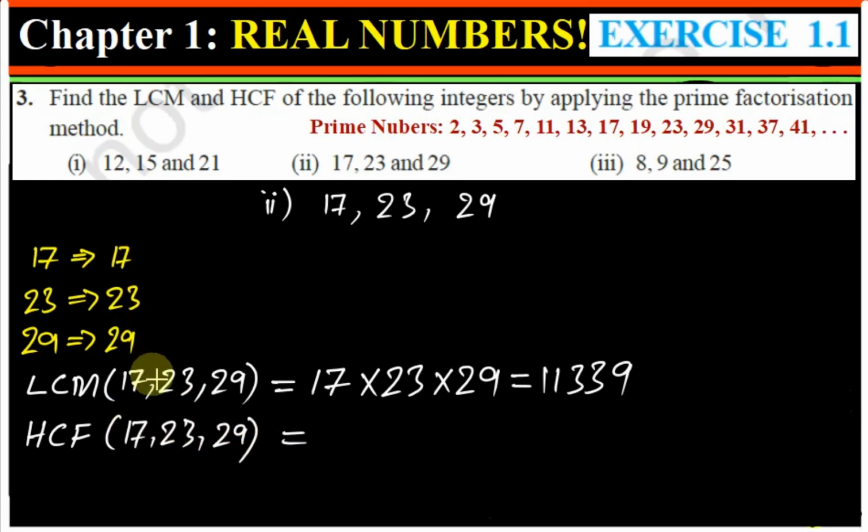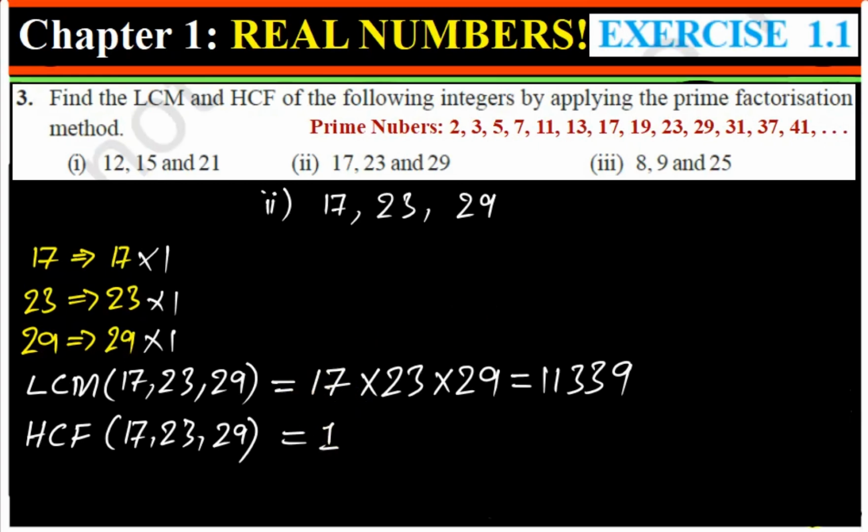Now for the HCF of 17, 23 and 29, let's see again what we do for the HCF. We just find the common factor and apply the lowest power, but here there is no common factor. So what will be the HCF? If there is no common factor, then we can say it is 1, because 1 is a factor of every number. So 1 is common, and the highest common factor is 1. In another way, we can say the HCF of prime numbers is always 1. Okay, I hope you understood.